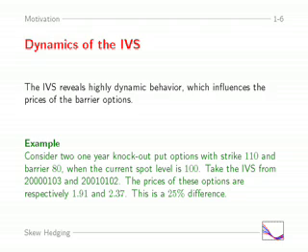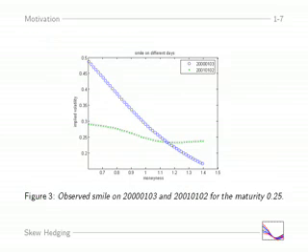So we take an artificial example. We take a barrier option with strike 110, barrier 80, spot level 100, and calculate the price of the barrier option with two different implied volatilities. One is the implied volatility surface observed on the 3rd of January 2000, and the other is 1 year later. As you can see, the difference in the price is about 25%. But what are the two different implied volatility surfaces? You can see it in this picture.